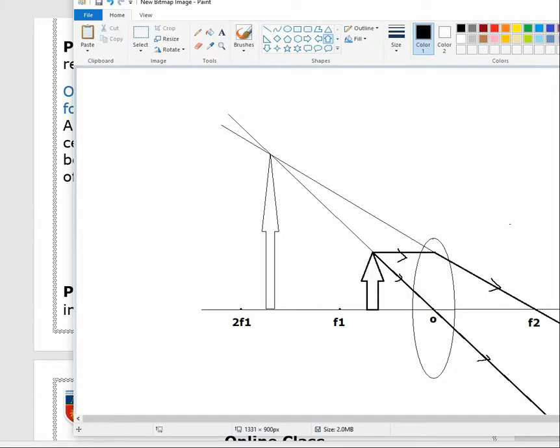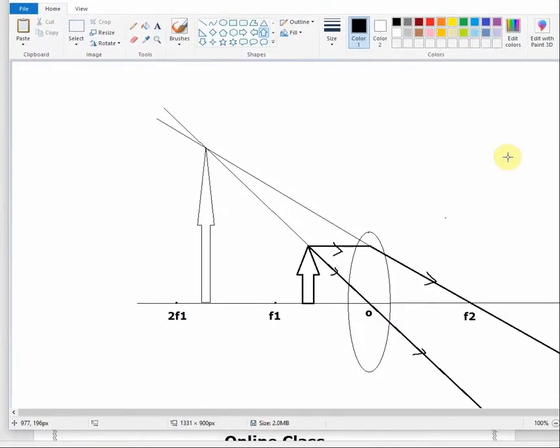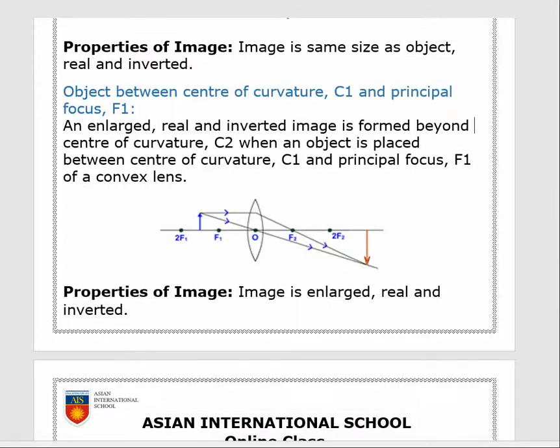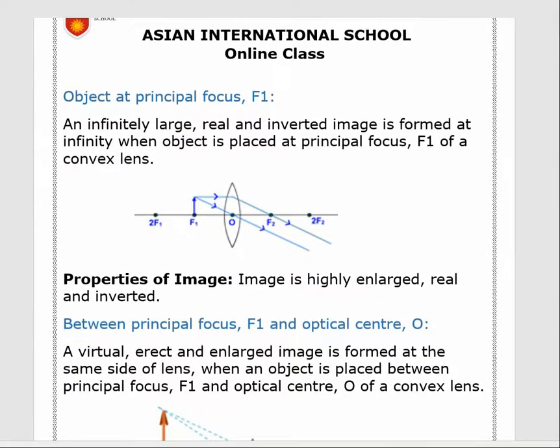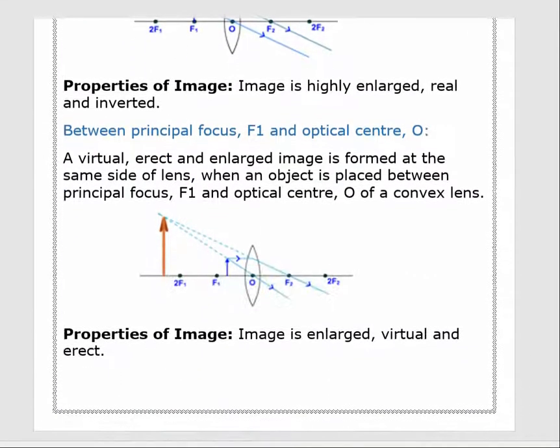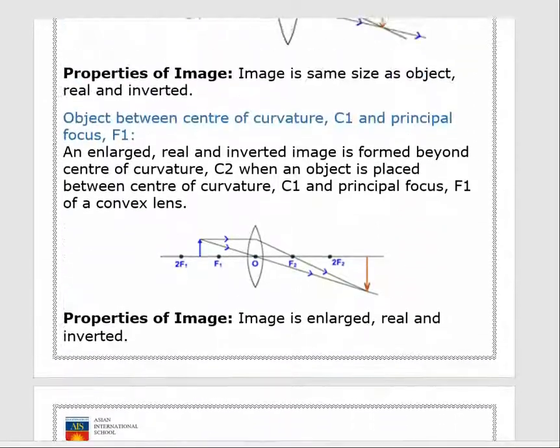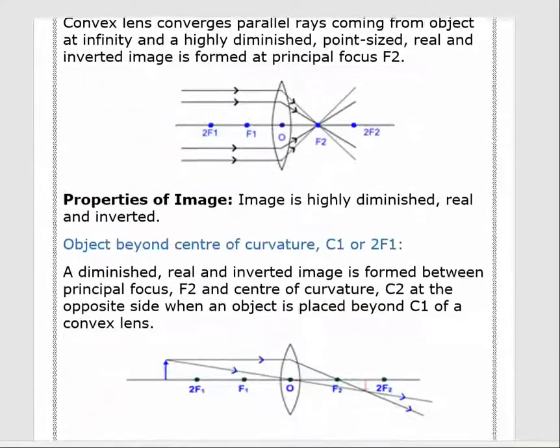Alright, these are all the drawings required for your convex lens, and all the characteristics have also been explained. I hope you will understand. If you check this file, where all the drawings are given and all the properties are discussed, you will understand it better. Okay, that's it for today's class.